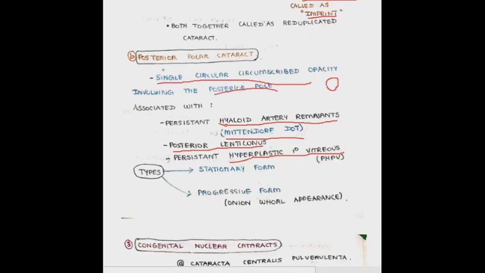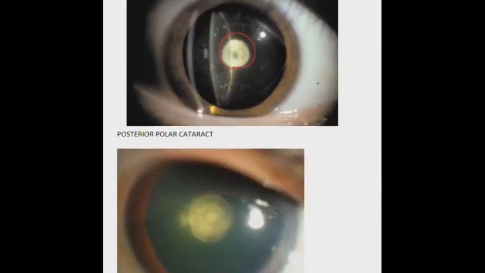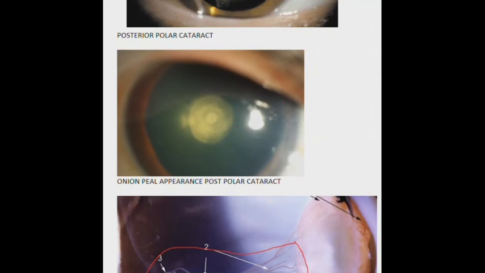Now the types of posterior polar cataract are the stationary form and the progressive form. The stationary form does not increase in size, and the progressive form shows the shape of an onion peel appearance. Here you can see it is like an onion peel. Onion peel shape is clearly visible here. This is the type of posterior polar cataract.